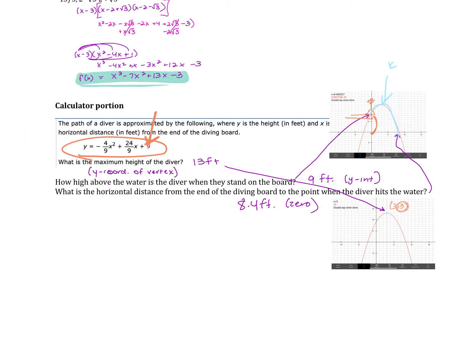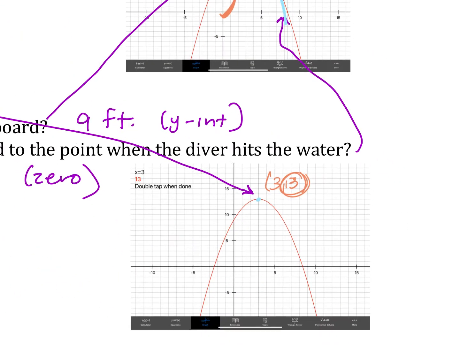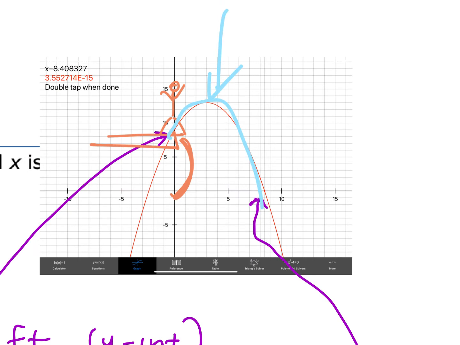The third question is, what's the horizontal distance from the end of the diving board to the point when the diver hits the water? So we're talking now horizontal distance here, which is the same thing as finding that 0. So your answer is either going to be part of the max, part of the y-intercept, or part of the 0, depending on what it asks. You've just got to be able to decipher what it's looking for. So you'd have to find the 0.